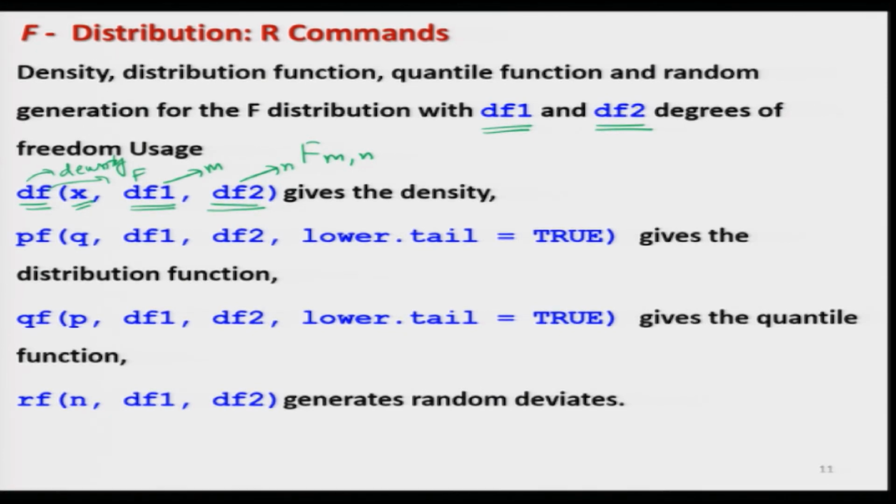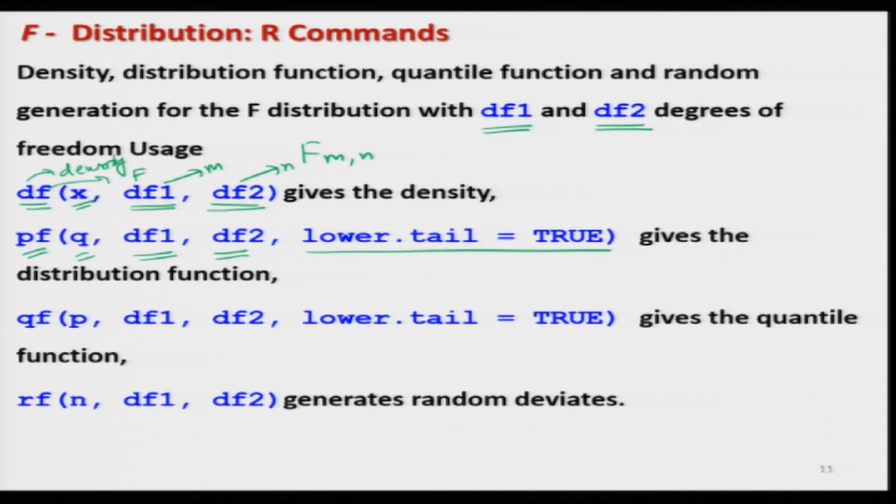And if you want to compute the CDF at some point q, then you have the command pf, and then you have to give the value of q, df1, df2, and if you want to use the option lower.tail equal to TRUE, you can use it according to your need.